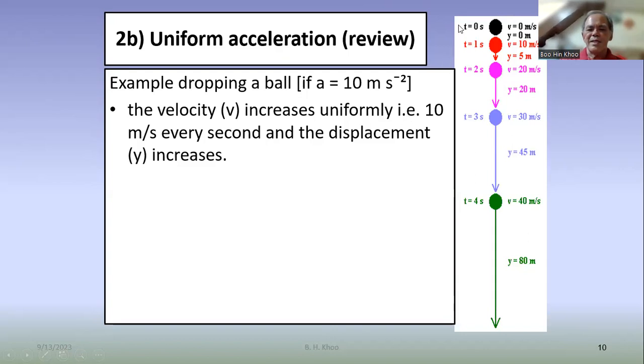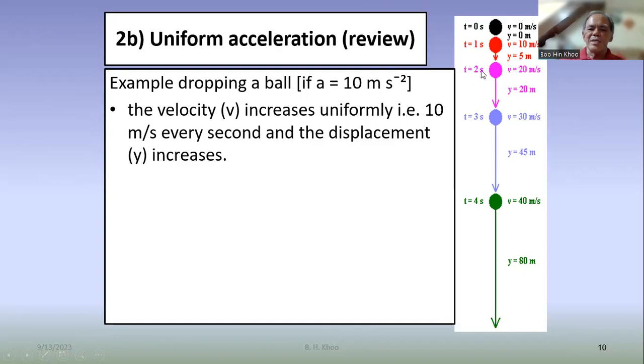To summarize: you start by dropping it at time t equals 0. Velocity is 0, y is 0. 1 second later, the velocity is 10 meters per second, so it has moved 5 meters.